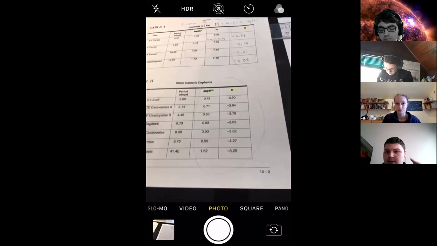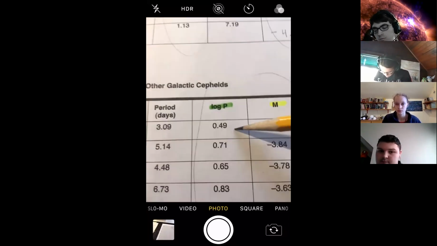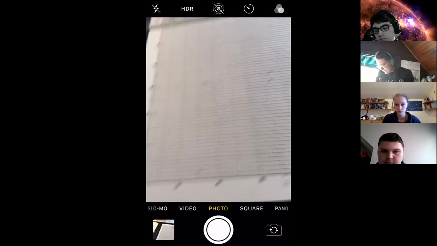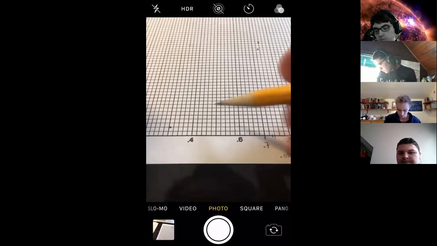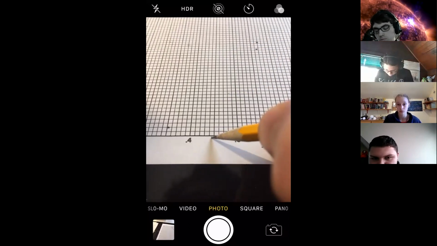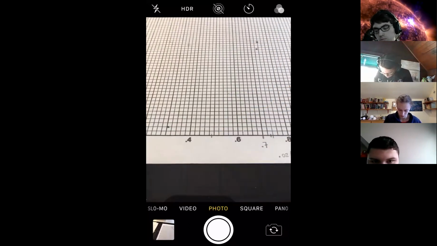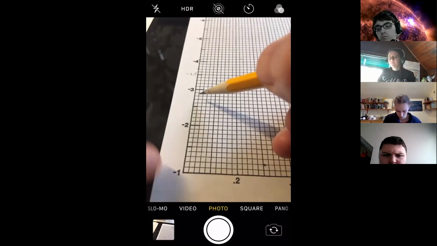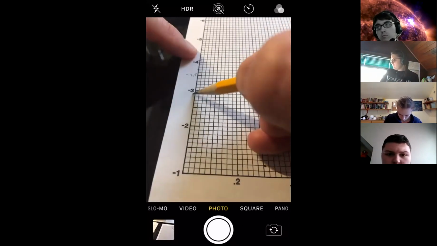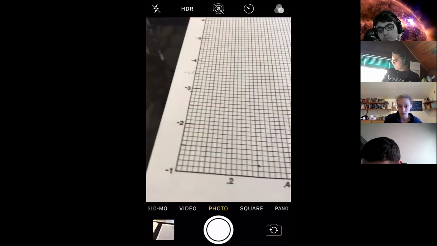Yeah. All right. So we have 0.49 and negative 2.9. So this is 0.48. That's 0.49. Negative 2.90 is basically right here, just below 3.